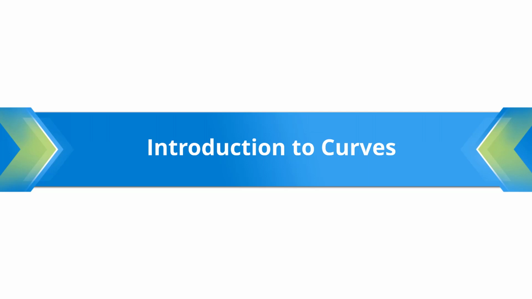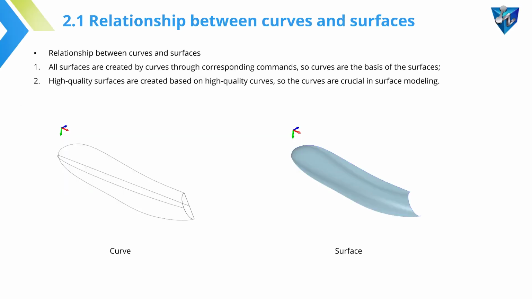Introduction to curves. In this part, I will introduce the line types, curvature, and curvature of the stitching curve. First, it is the relationship between the curves and the surfaces. I mentioned in the first part that the surfaces are created by curves. So the curves are the basis of surfaces. If you want to create a high-quality surface, it is necessary to create a high-quality curve. So the curves are crucial in the creation of surface modeling.